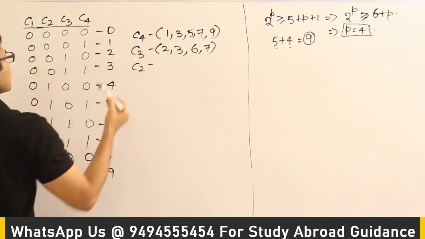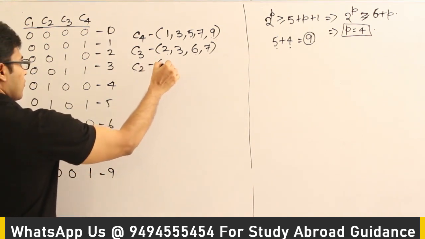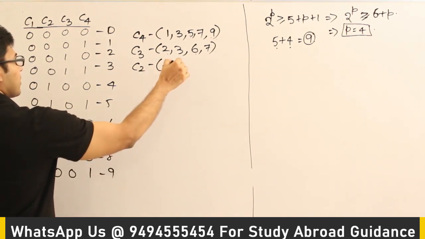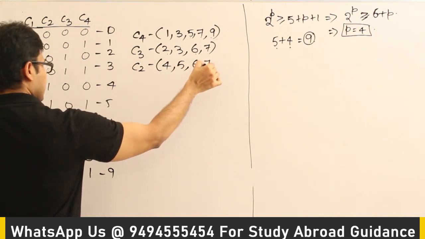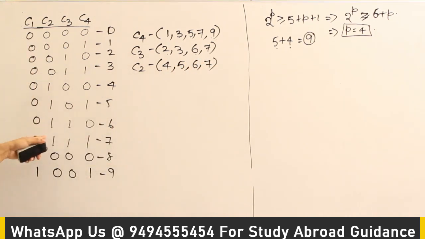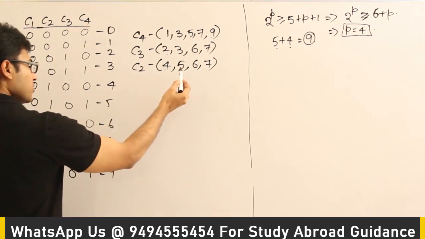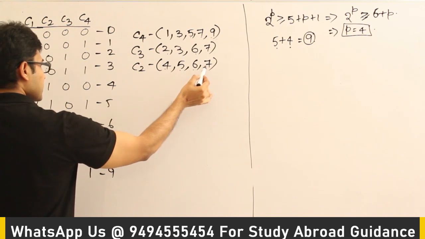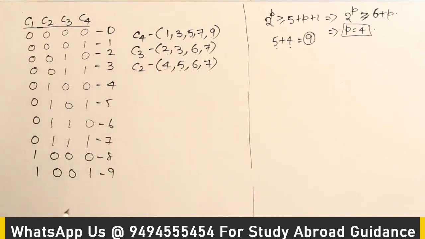Now let's see C2. C2 is going to take care of 4, 5, 6, 7. What does it mean? The parity bit at position number 4 is going to take care of message bits at 5, 6 and 7, which means the entire group put together is going to have even parity.